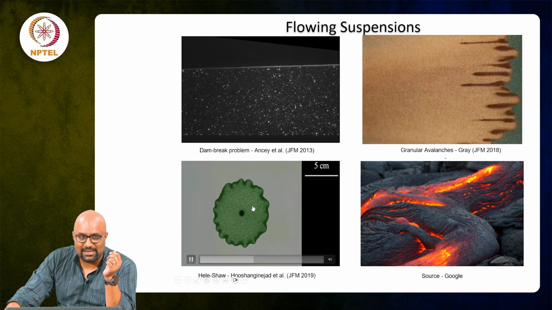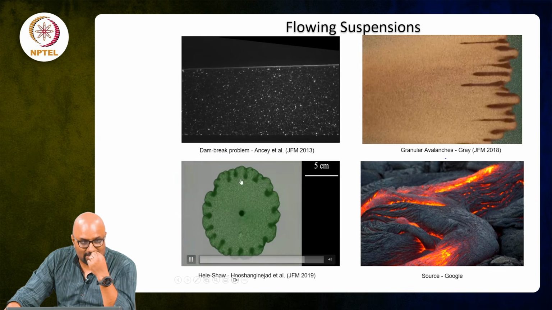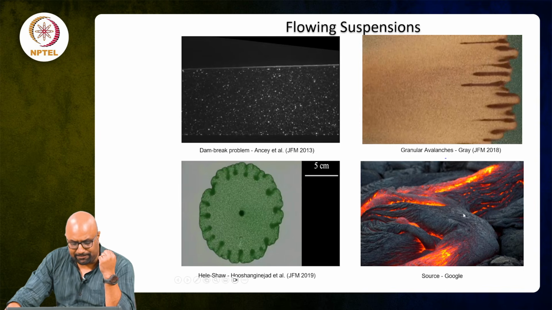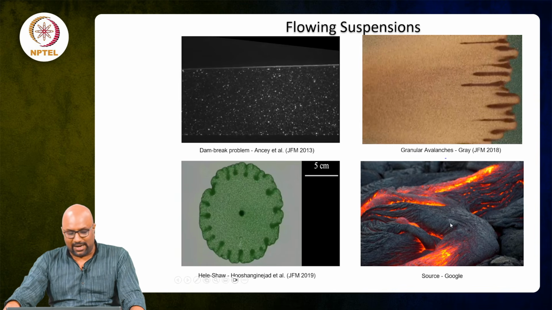So, effectively this has a higher viscosity than the surrounding, and yet what you observe is that the boundary starts to develop this nice interfacial pattern. And the same thing applies for flow of the kind like magma, where the lava that flows out is again laden with a lot of melt material.